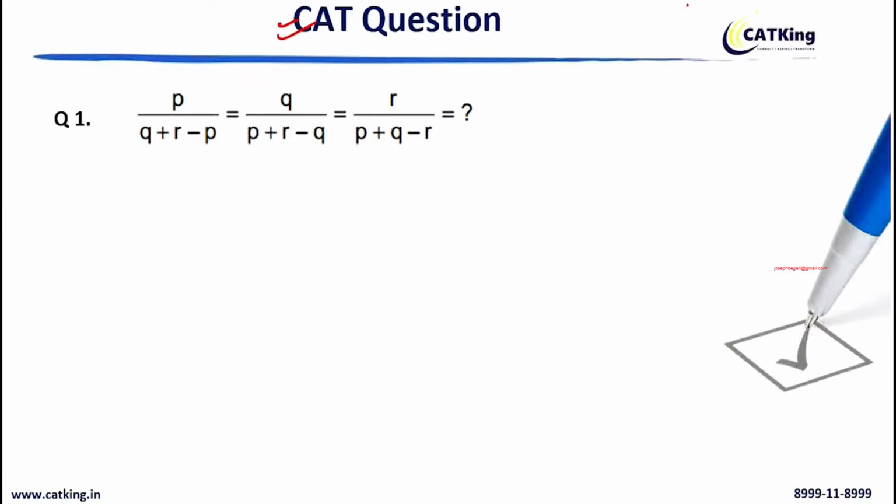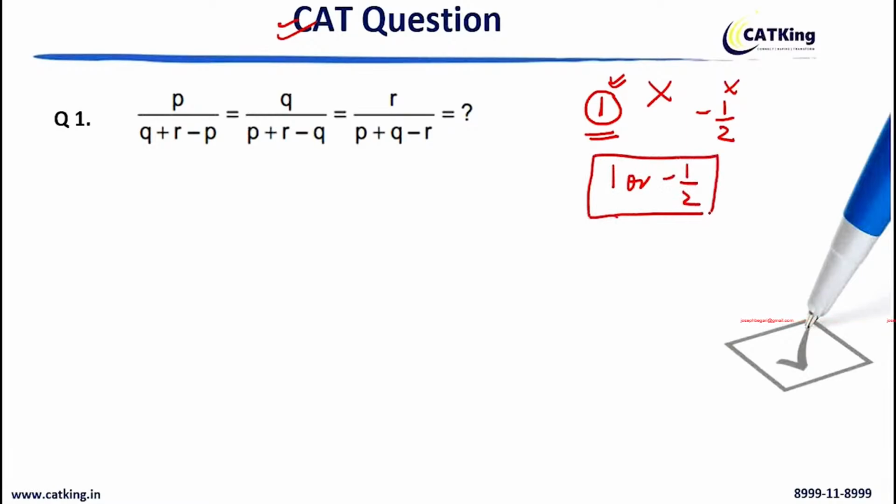What's your answer, guys? How many of you are getting the answer as 1? If you are getting the answer as 1, you are wrong. If you are getting the answer as -1/2, you are again wrong. The answer will be either 1 or -1/2. This is the complete answer of this question. How many of you got it right? If you got it right, it's excellent. Awesome. If not, please pay attention to this question.